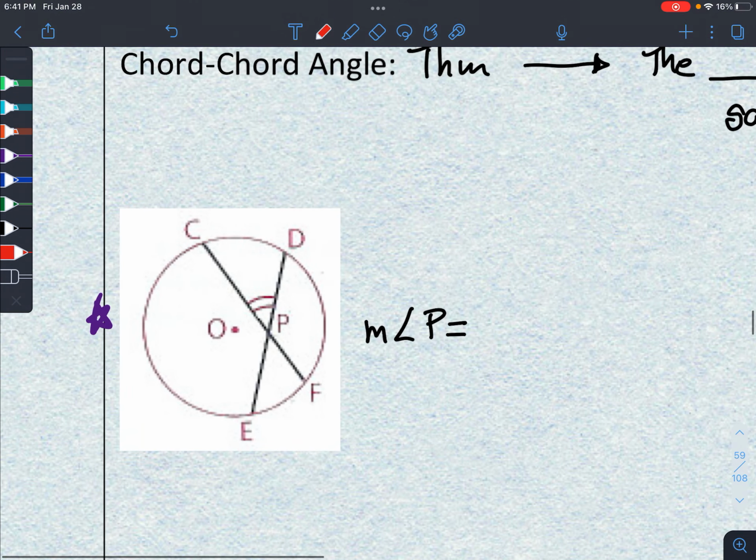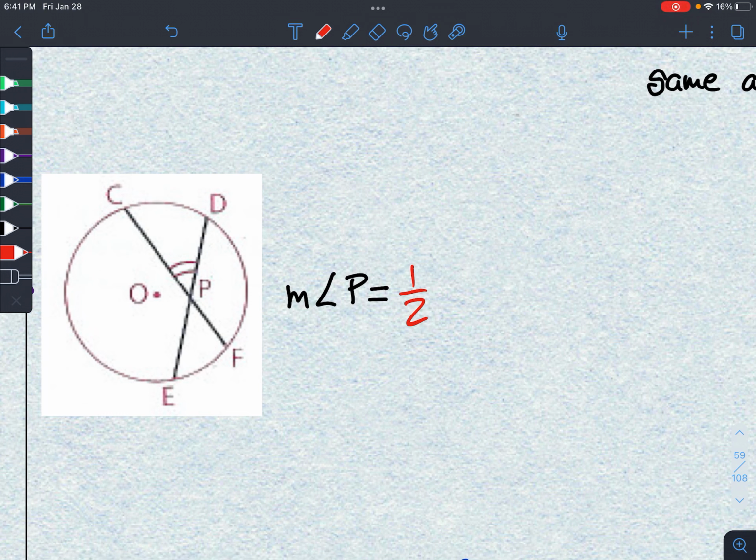Now we have a chord. Yes, in this case the chords aren't meeting on the circle at the vertex, but the intersection is in the middle of the circle. Not directly the middle, like the center, because then we'd call it a central angle, but somewhere in the interior. So the measure of angle P is going to be related again to the arcs that are intercepted. Again, there's one arc, and the other arc is EF.